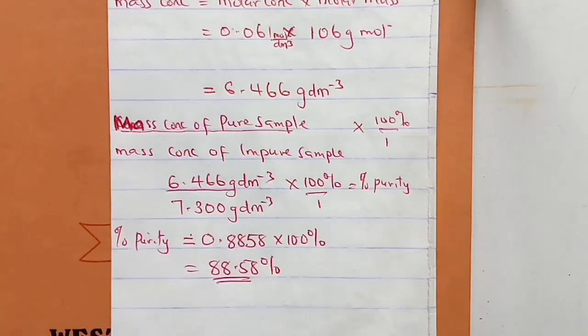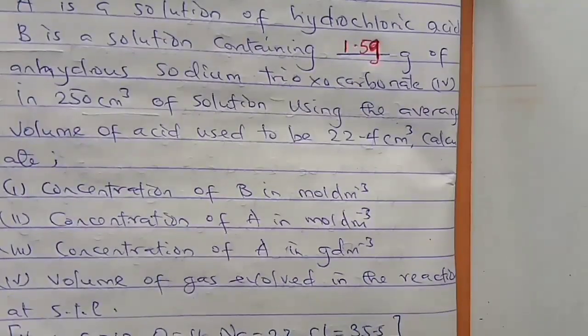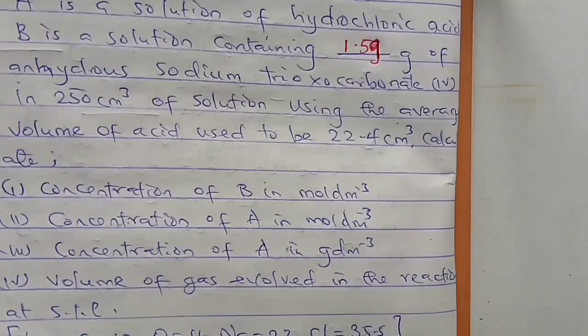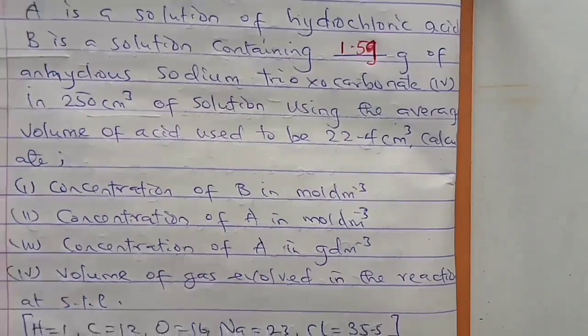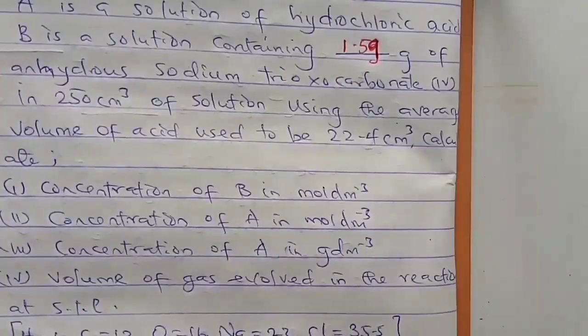Now let's look for another question. Then from that other question, we can call it a day. A is a solution of hydrochloric acid. B is a solution containing 1.59 gram of anhydrous sodium trioxocarbonate(IV) in 250 centimeter cube of solution. And we are going to be using the average volume of acid to be 22.4 centimeter cube.